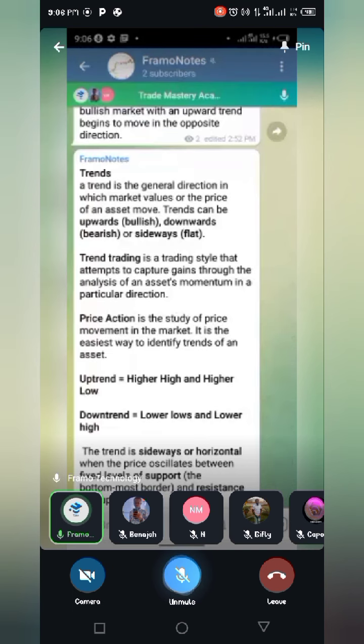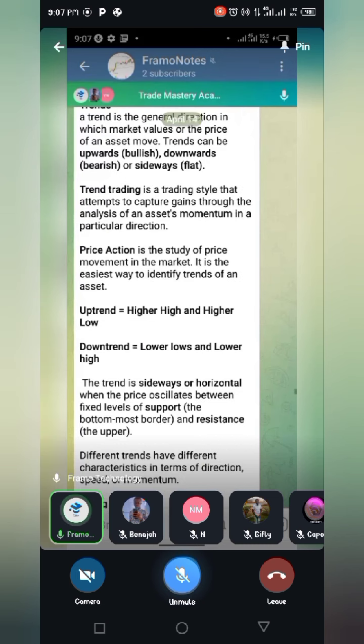Then we are supposed to know what we call price action. You will hear price action. When we say price action, it is the study of the price movement in the market. If you are able to study the movement of a price in the market, we term it price action. Price action is the easiest way we can identify the trend.